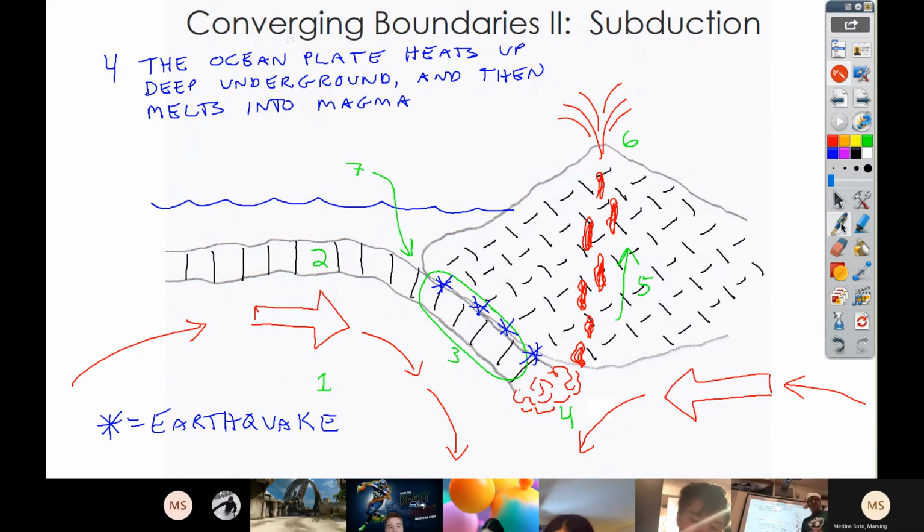So that molten rock, the melted rock, we call magma when it's still underground. Once it erupts out of the volcano onto the surface of the ground, then we call it lava. Magma and lava are the same thing. It's just that one is underground and one is on the surface.